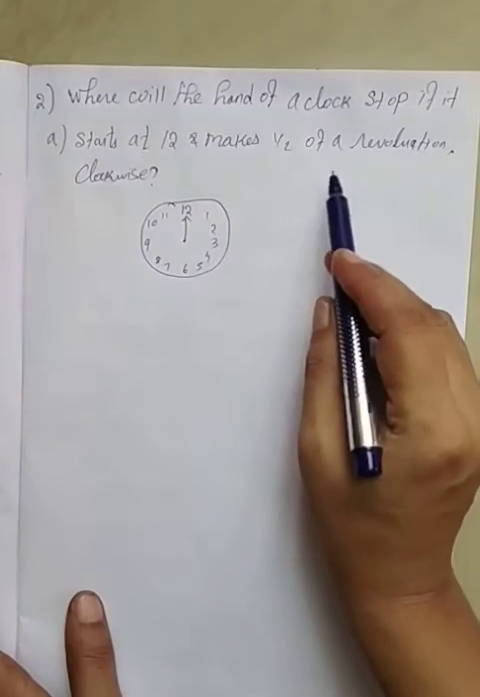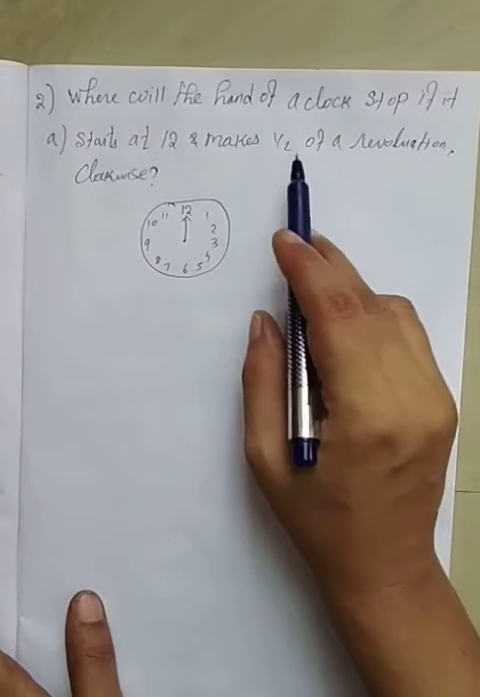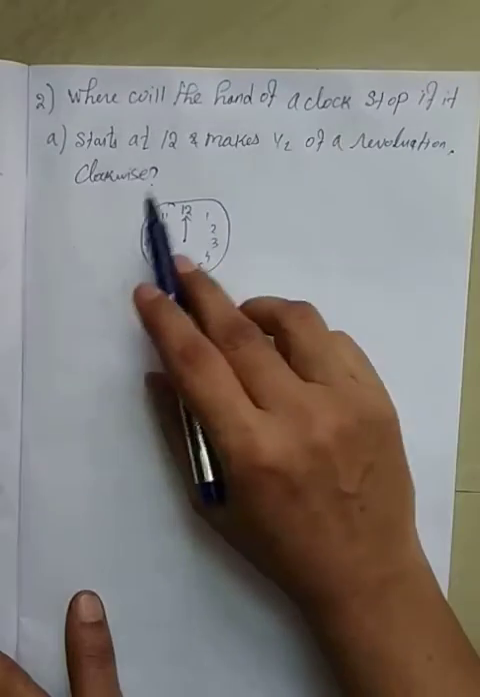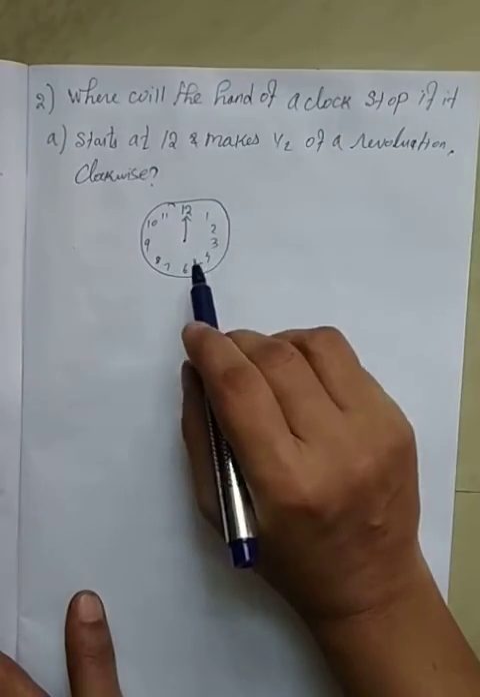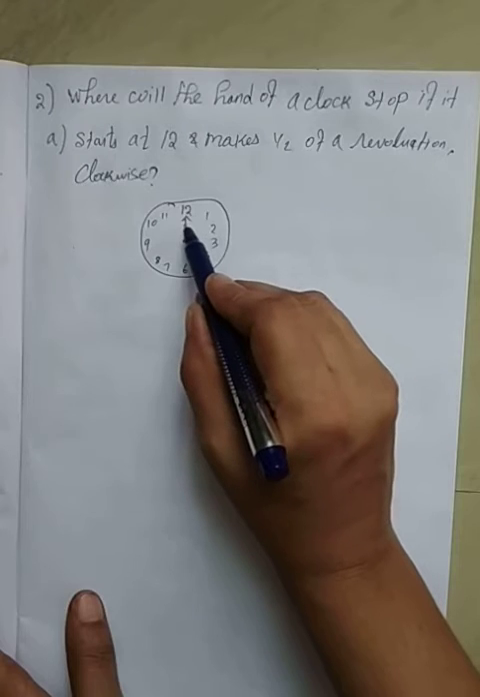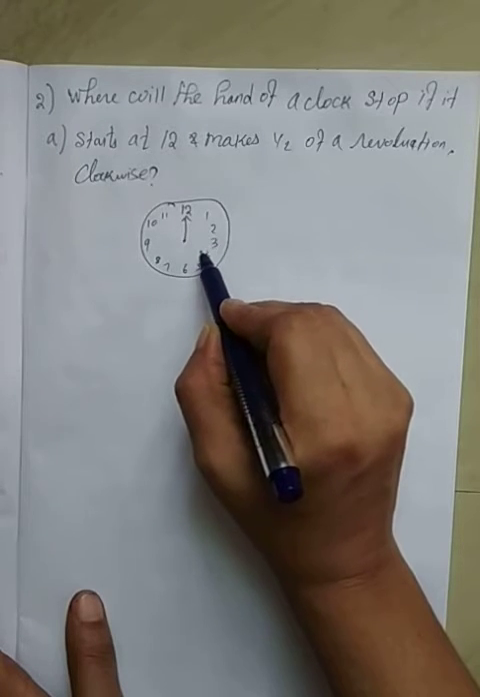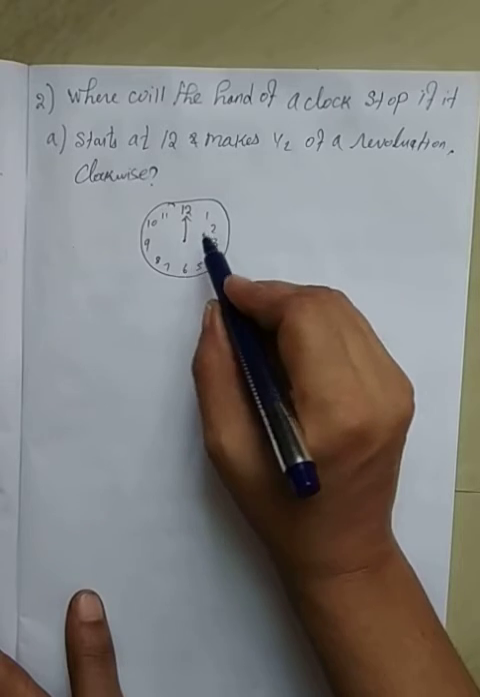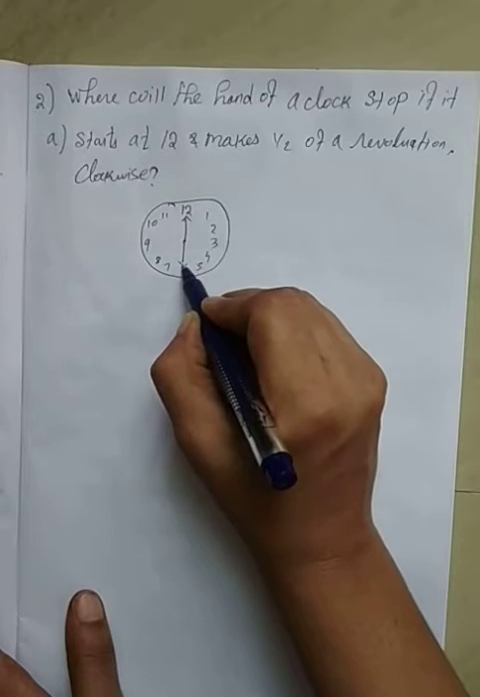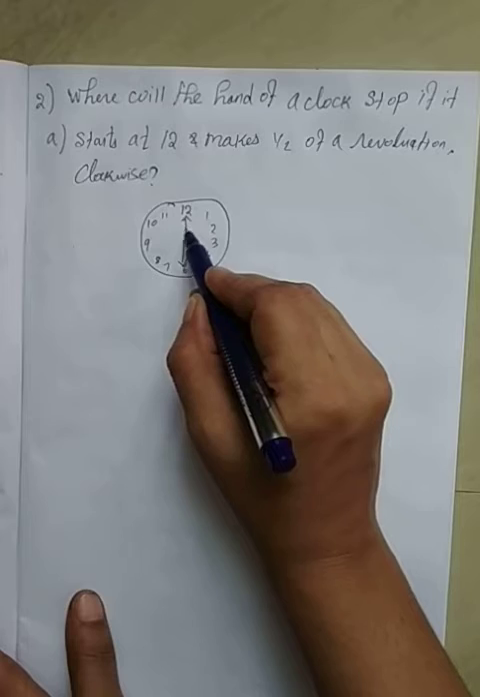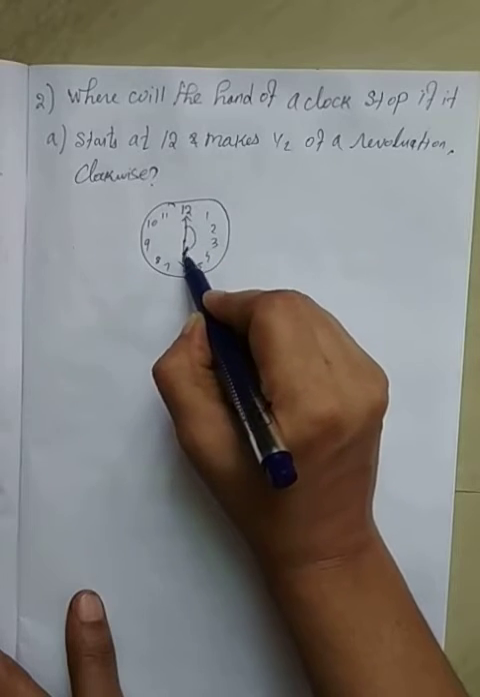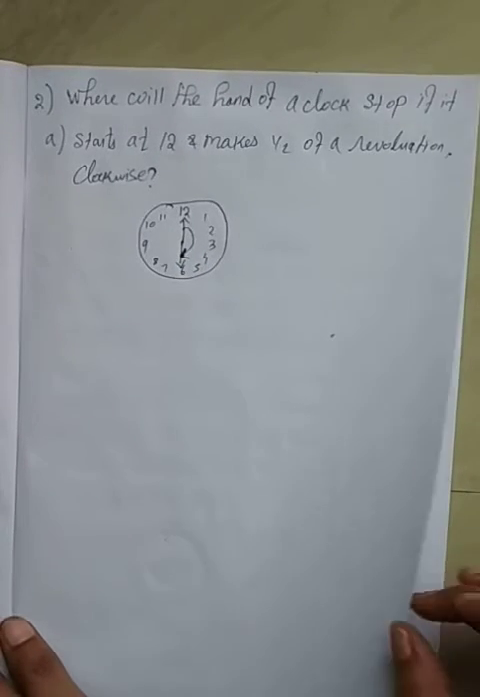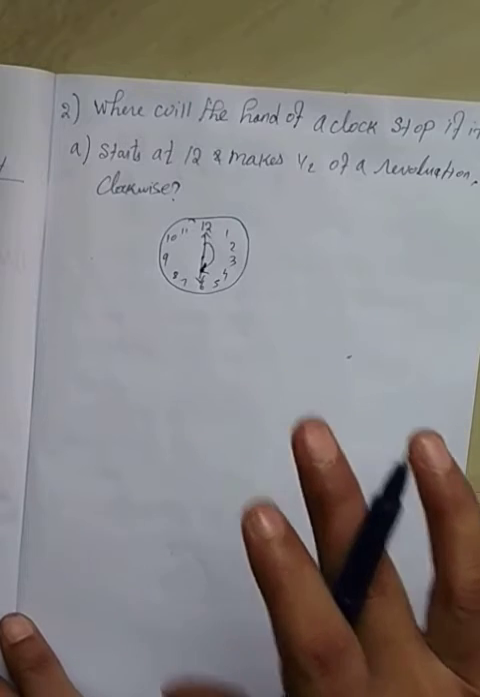1 revolution means 360 degrees. 1 by 2 revolution means 180 degrees. So start from 12 and rotate clockwise, and we have to stop at 6. Clear? 12 to 6. So you have to draw this in the diagram. Everybody clear on this one?